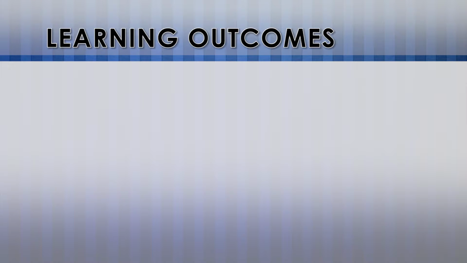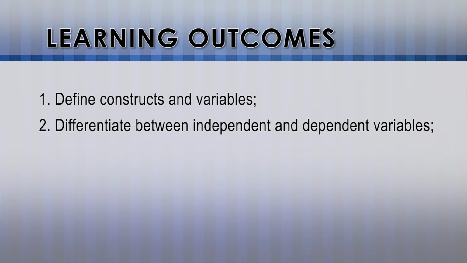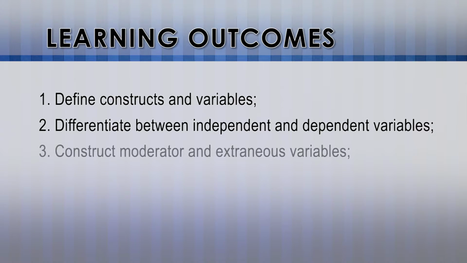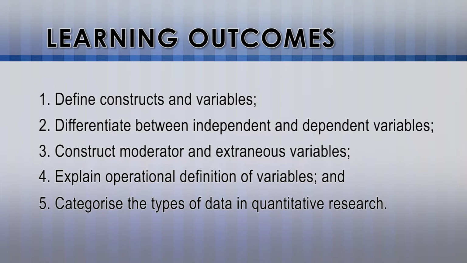Topic 3 looks at the constructs, variables and data types. The subtopics are firstly constructs and variables. Secondly, independent and dependent variables. Thirdly, moderator and extraneous variables. Fourthly, operational definitions of variables. Lastly, types of data in quantitative research.